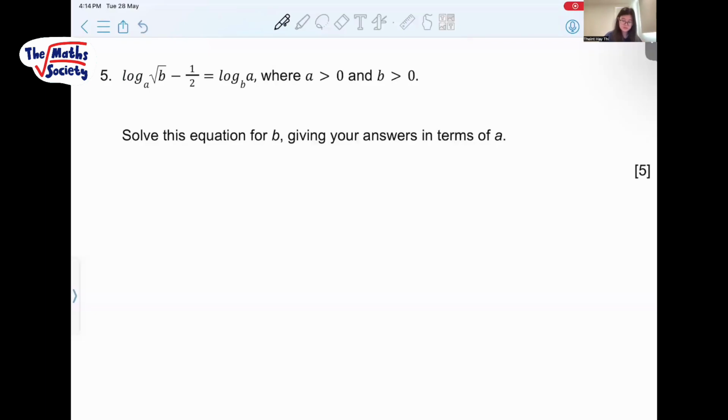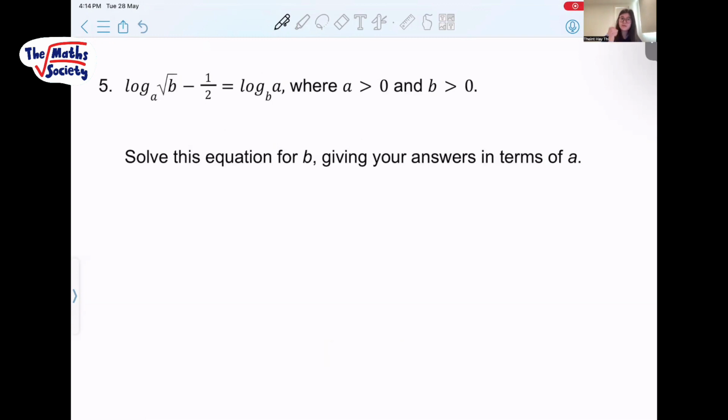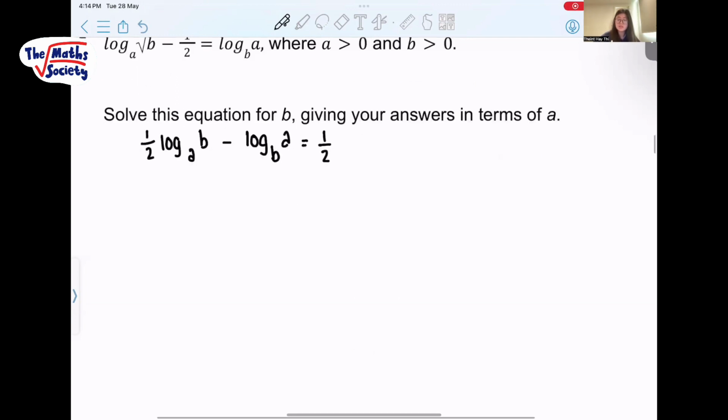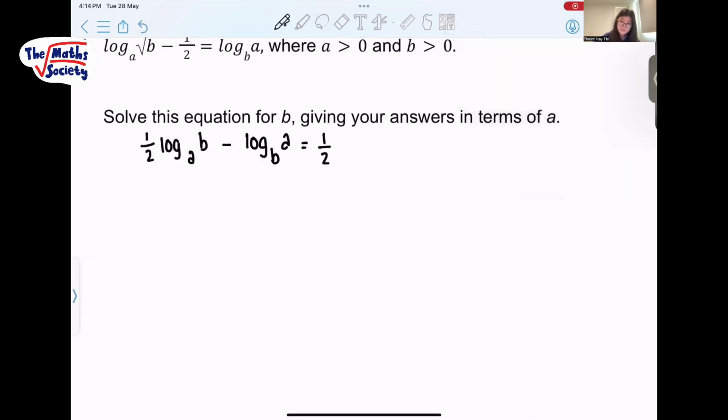So now question 5. So we have that log root b base a is minus half is equal to log a base b. So we'll try to rearrange the equation first. So we have like, because we know that it's root b, so we can take a half. So it will be like log b base a minus log a base b equals half. And then we'll try to make sure that the bases are the same. So we have like half log b base a minus 1 by log b base a equals to half.